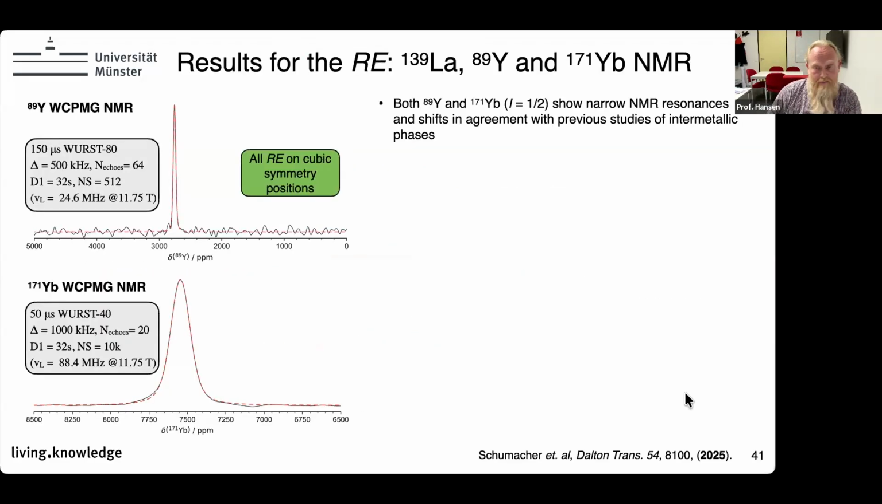For the rare earths, we can, of course, record yttrium and ytterbium, both of them, at least if you take the 171 isotope for ytterbium; they both have spin 1/2. And we see, as expected, since they're on these cubic symmetry positions, we just see a single line. And again, here it's sometimes just a matter of finding the signal.